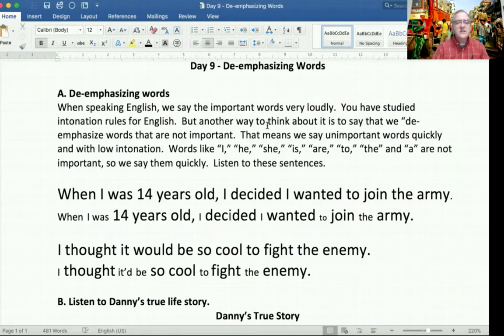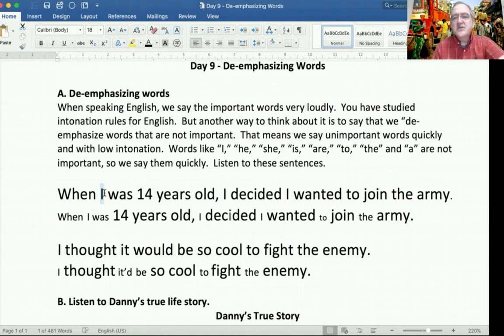When I was 14 years old, I decided I wanted to join the Army. I have perfect pronunciation, but my intonation is terrible. Now, my Japanese students will often emphasize I. I was 14 years old. I decided I wanted to join the Army, but that is absolutely wrong.